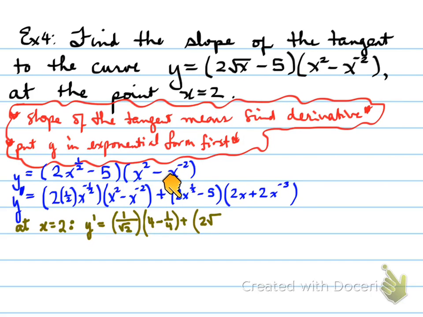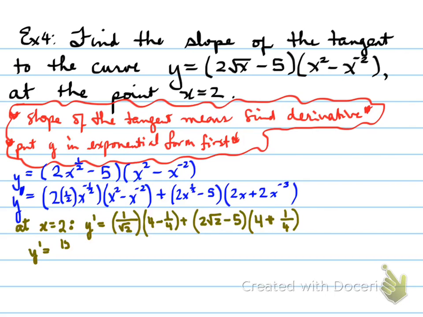Plus 2 root 2 minus 5 times 2 times 2, which is 4, plus 2 times, hold on, now what was that we just saw? Plus 2 to the negative 3, which is 1/8. 2 times 1/8 is 2/8. You should be able to reduce that to give you 1/4. All right, once we've done that, we can simplify this even further.